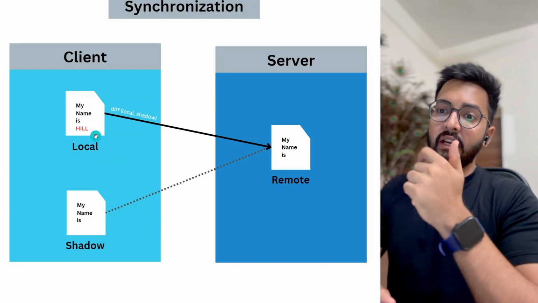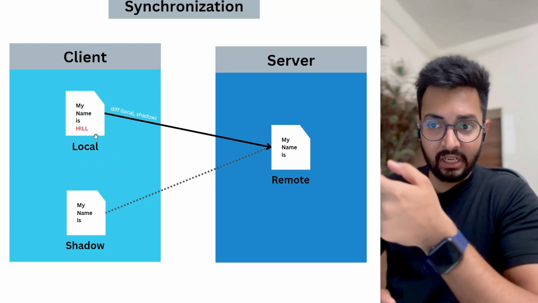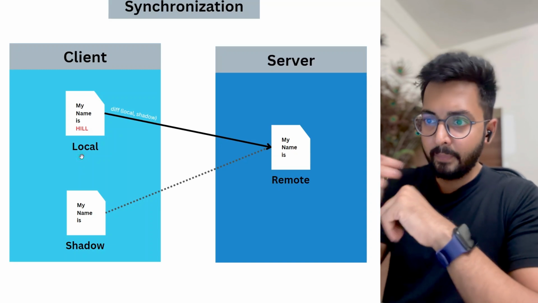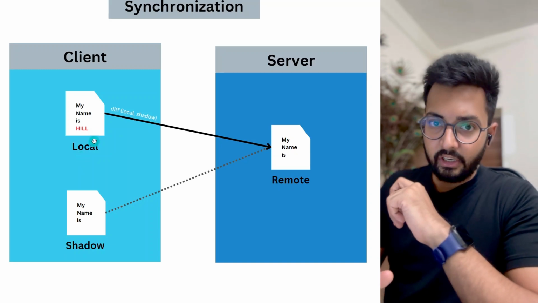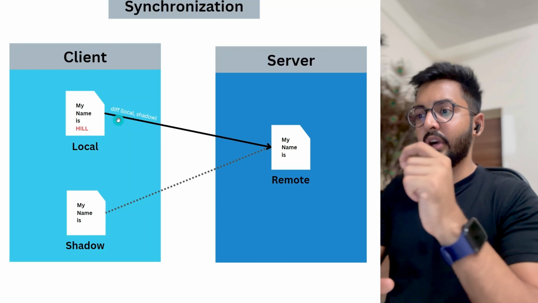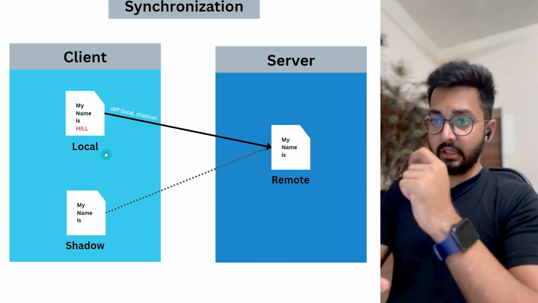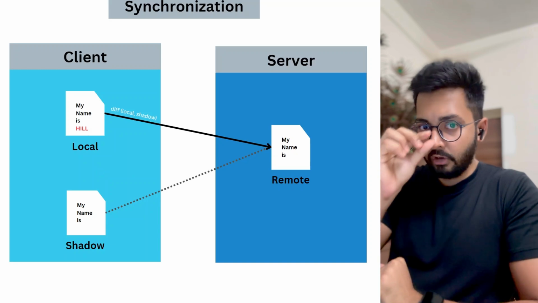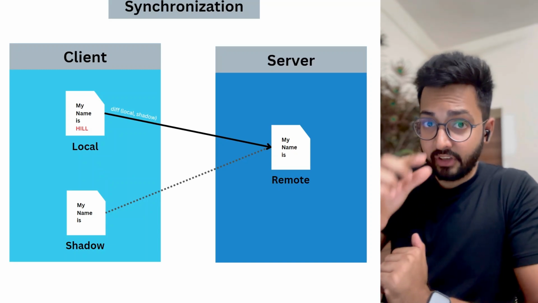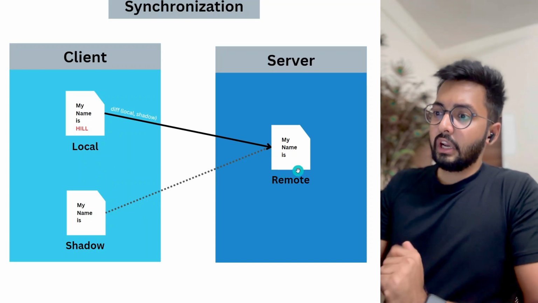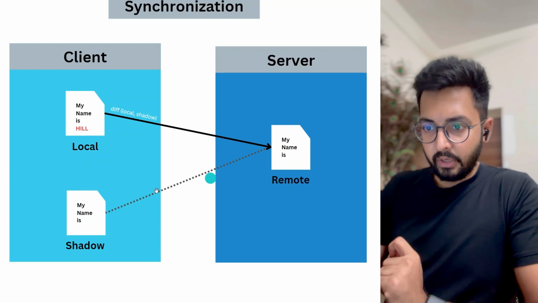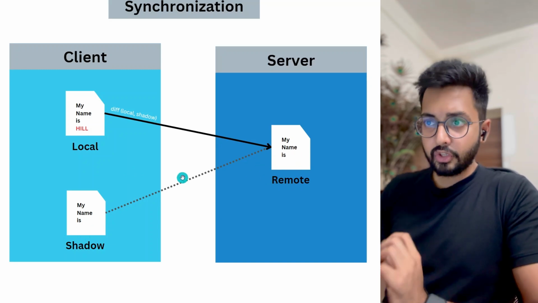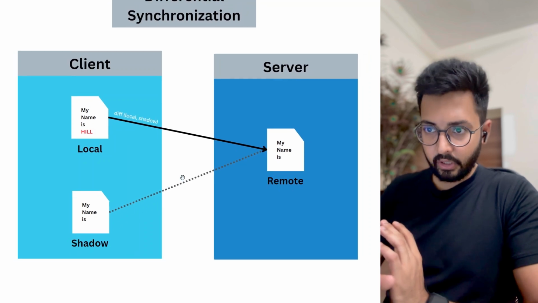Now there's a latest change, that is my name is Hill. Hill is edited here, which is a new word. So this comes under the difference, and only the word goes to the server. The difference goes to the server in spite of sending the whole document. Only the word goes to the server. I mean, the difference goes to the server. Now this difference is synced to the remote as well as shadow, and the versions are matched. So this is how differential synchronization works.